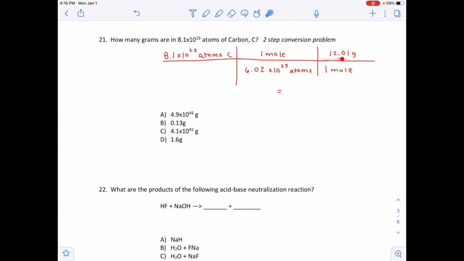And then when you multiply across and then divide by these two multiplied together, you're going to end up getting 1.6 grams. And it's rounded to 1.6 because we're given 8.1 times 10 to the 23rd, and that has two significant figures. So our answer is going to have two significant figures. So the correct answer would be D.